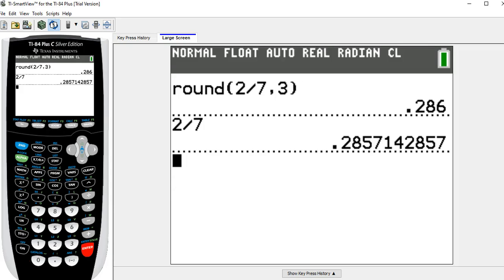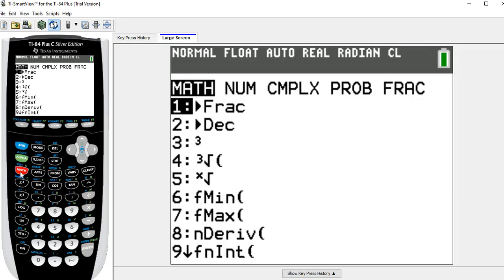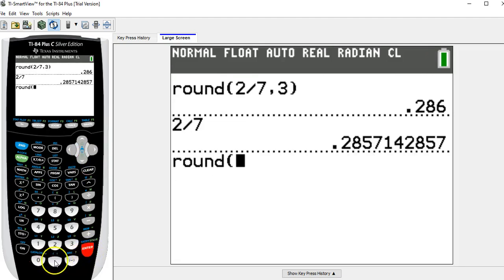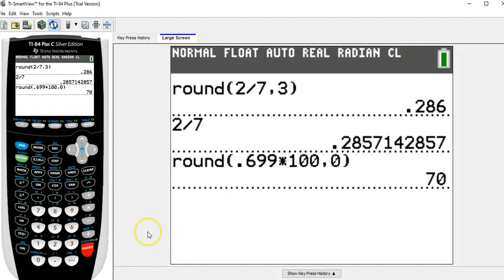So on the calculator, I'm going to go math, num, round, 0.699, multiply it by 100, that'll convert it to a percent, and then to round it off to a whole number, I'm going to use zero decimal places. So I'm going to go comma zero to round it off to a whole number. And so the answer as a percent is 70% for that one.